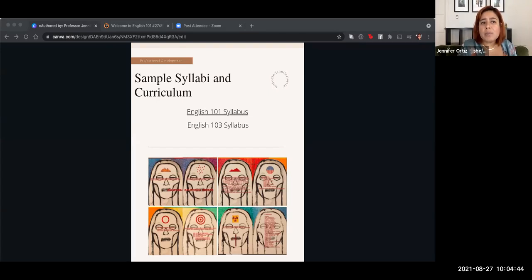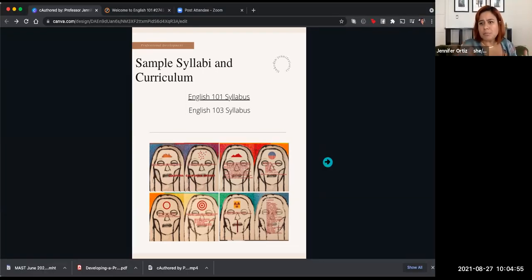It's still in draft form because I'm still developing it and I'm not teaching English 103 right now. This semester, I'm not teaching it. So I wasn't going to spend too much time, and I want to take my time processing the curriculum and designing it.